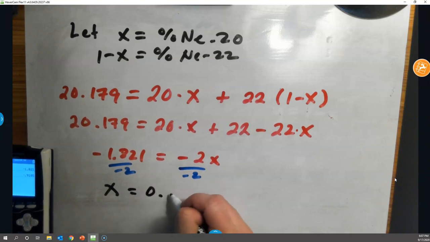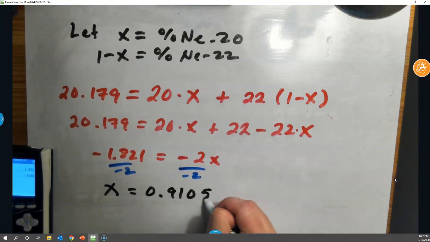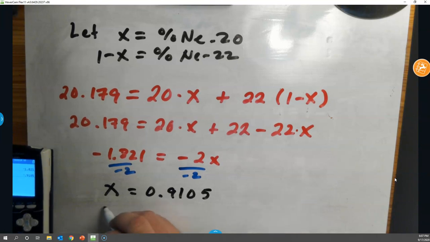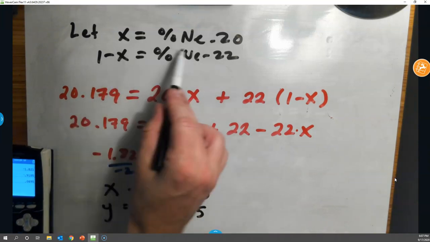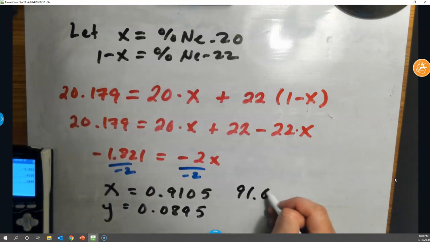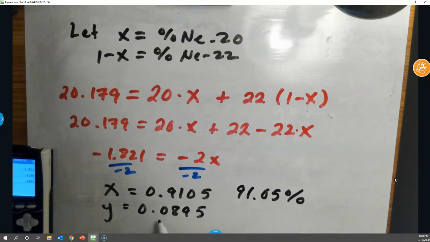of 0.9105. Of course, our other variable, y, is just 1 minus 0.9105, which is equal to 0.0895. Now again, you can convert these into percentages if you want. So the percentage of neon 20 is 91.05%, and the percentage of neon 22 is 8.95%.